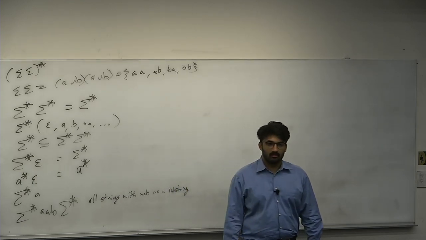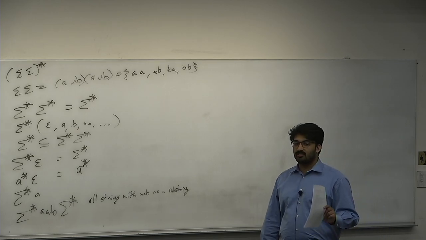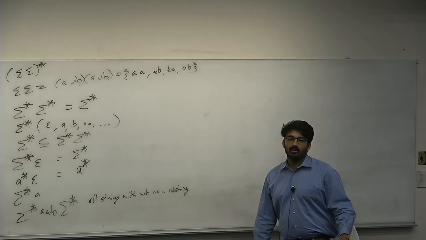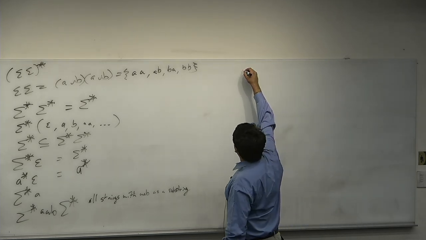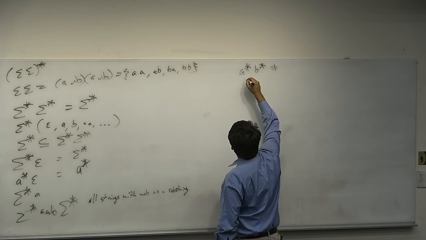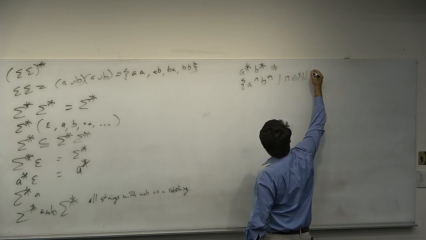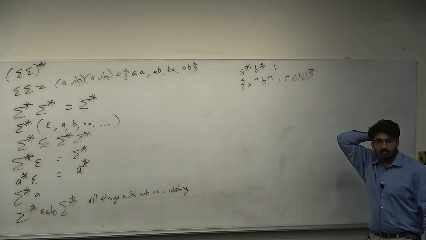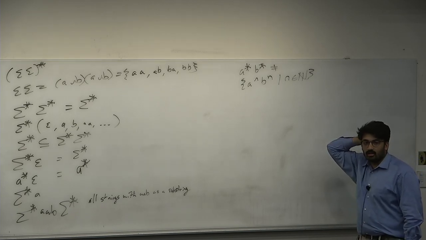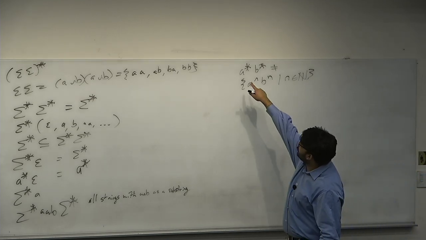Yes? How do you make sure that the haystack in the front is the same as the haystack in the back? You specifically don't. You very specifically will not. We'll talk about this later. It turns out that A star B star is not the same as A to the N, B to the N, where N is a number. Those are very different. They have no control of each other, right? You don't enforce the equality. This is any number of A's followed by any number of B's.